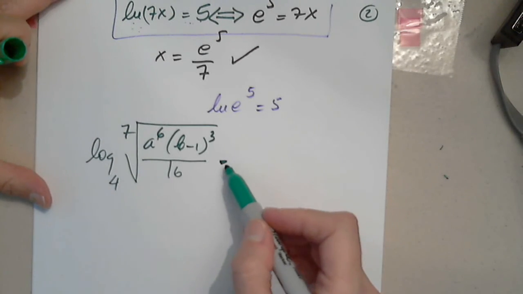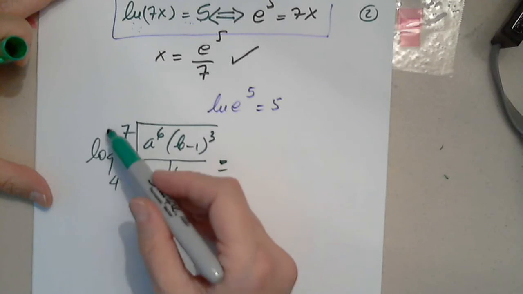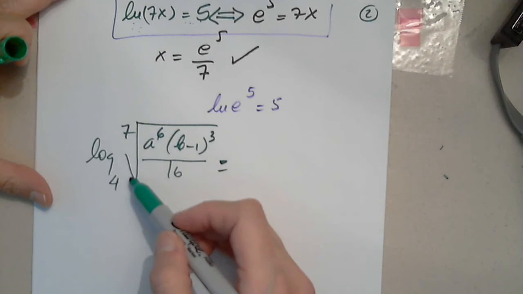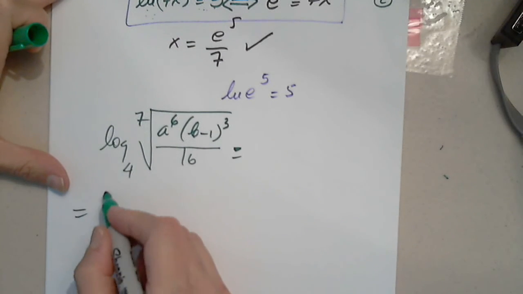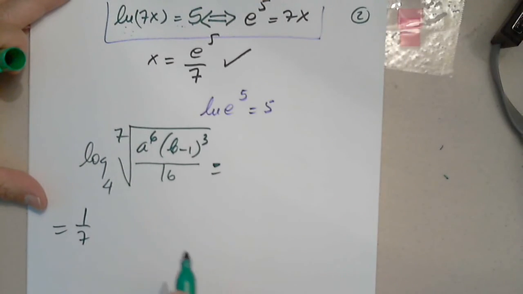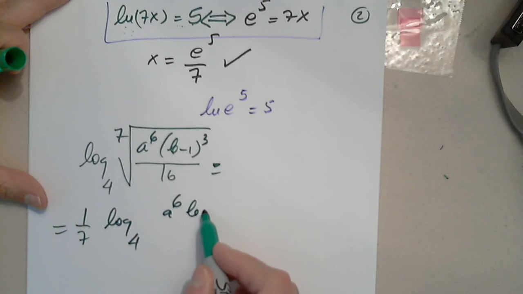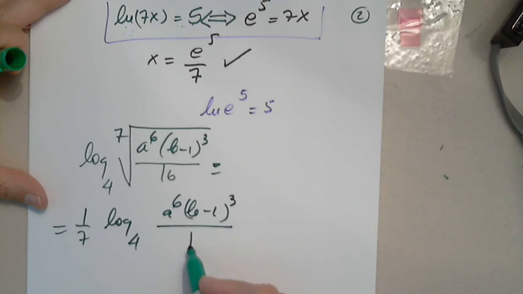Okay, so obviously I have to start with the power. And the power basically is power 1 over 7, right? The 7th root. So I have to put 1 over 7 in front. And then I have log base 4 of a to the 6th, b minus 1 to the 3rd, divided by 16.